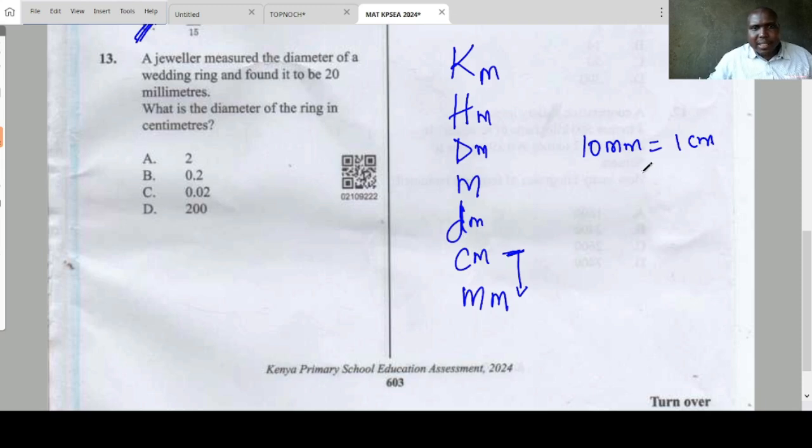Then we will ask, 20 millimeters will be how many centimeters? 20 times 1 divided by 10, that is 2.